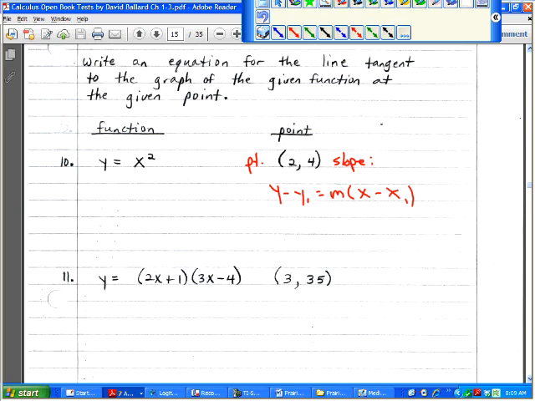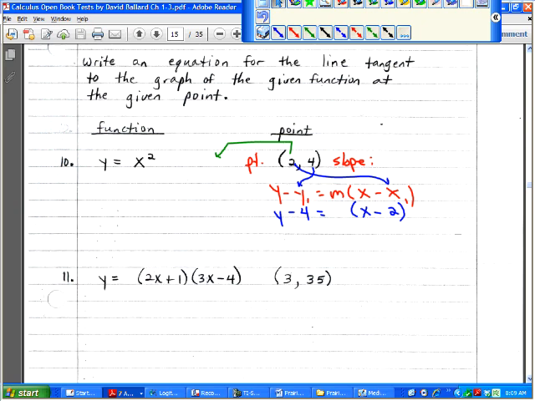Now, we've already got the point of tangency to plug in. So we're already going to have this, y minus 4 equals whatever the slope we come up with, times x minus 2. We need the slope of the tangent line at that point 2, 4. But to find the slope of the tangent line at that point, we need to get the equation for the slope of the tangent line at any point, and then plug the x of that point in.